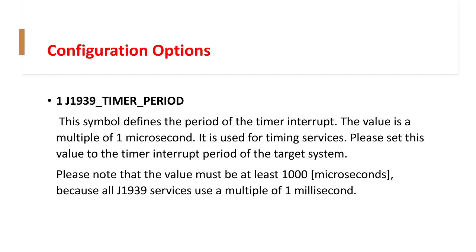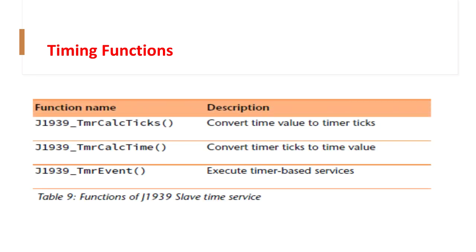So we are done with the configuration options in timing, and now let's see the functions. With the prefix J1939_TMR, these are the time service functions: convert time value to timer ticks, that is TMR_CALC_TICKS, then TMR_CALC_TIME, and TMR_EVENT. We will have a quick view of these functions, what parameters they take and what they return, and then finally a small piece of code showing how we use it.